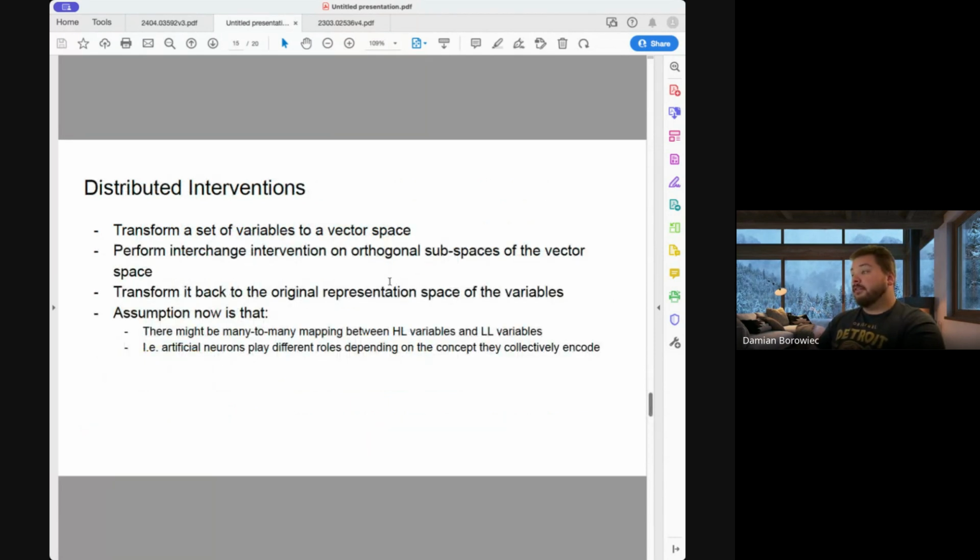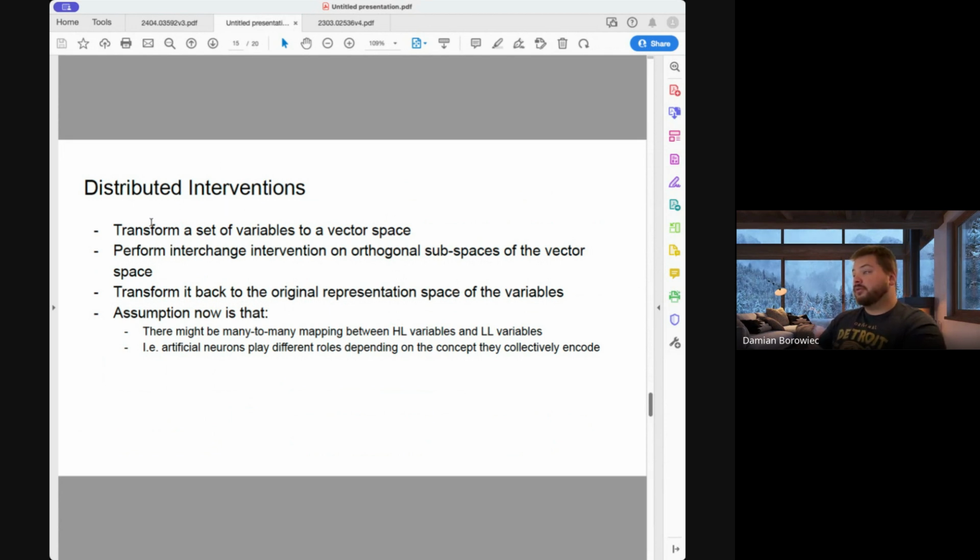Therefore, the thinking should be that there might be many-to-many mappings between the high-level variables and the low-level variables. For example, artificial neurons would play different roles depending on the concepts that they collectively encode, as opposed to those being disjoint groups of neurons within the network.